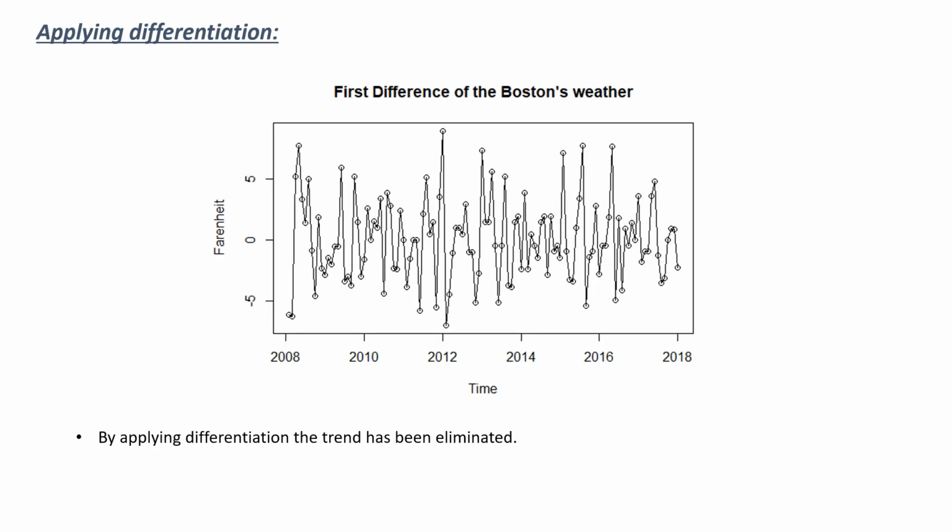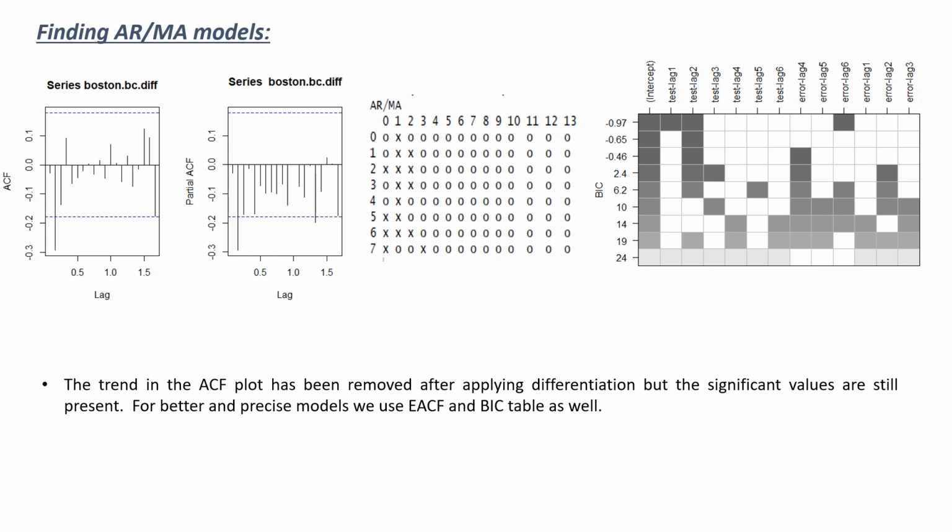In order to convert the data into stationary, differencing is used on the transformed data. After the first differencing, the trend has vanished. Again, we check the ACF and PACF. They show one significant lag on each of them. To be more accurate, we used EACF and BIC tables as well.